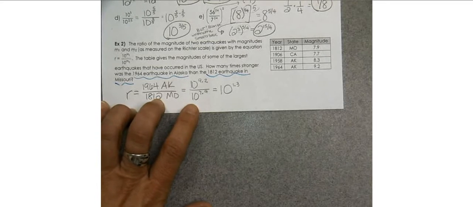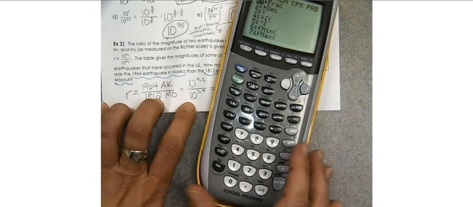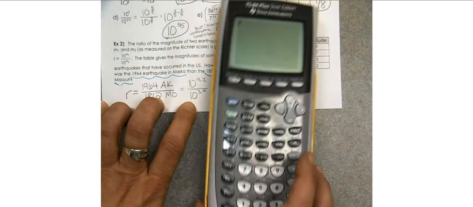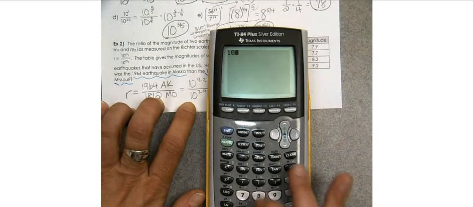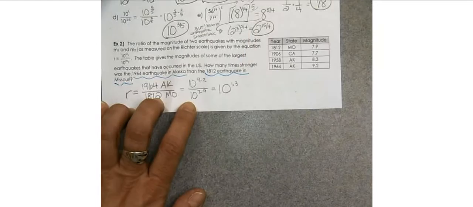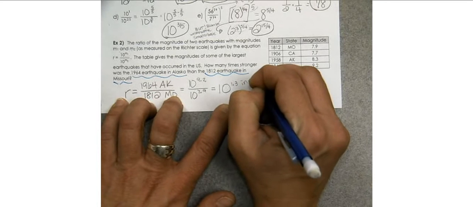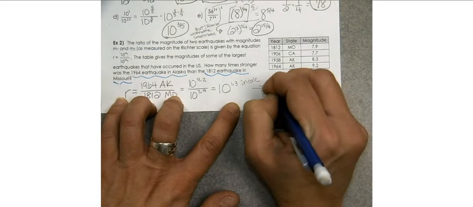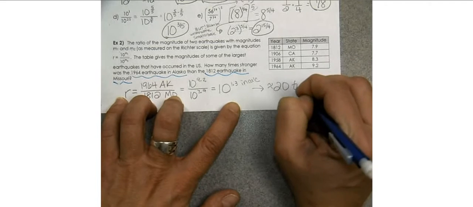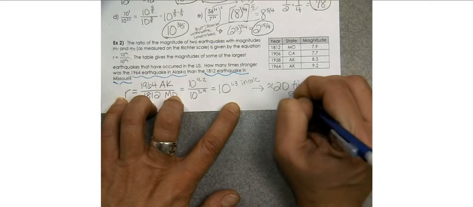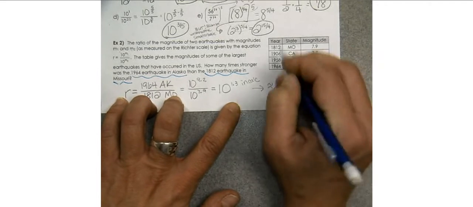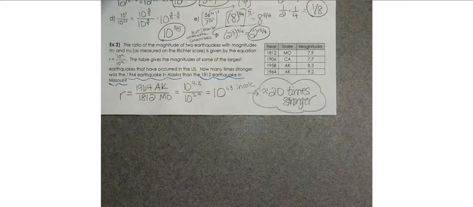Well, I don't know what that is, so when it says how many times stronger is it, let's find what that is. Let's just take 10 to the 1.3, and notice that that means that it was almost 20 times stronger. Because I know we don't talk like that. Oh, it was 10 to the 1.3 times as strong. That's silly. But about 20 times stronger. All right? All right, let's flip to the back.